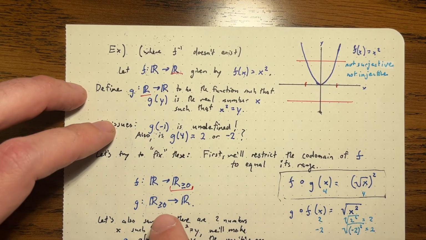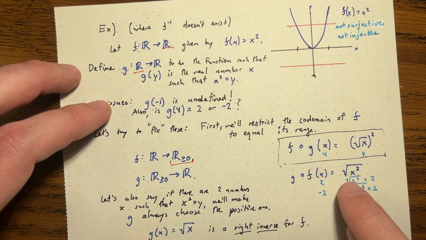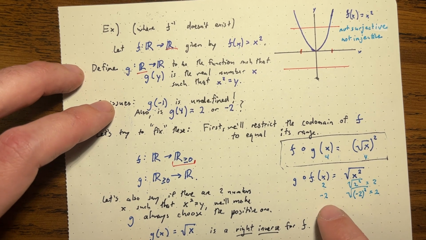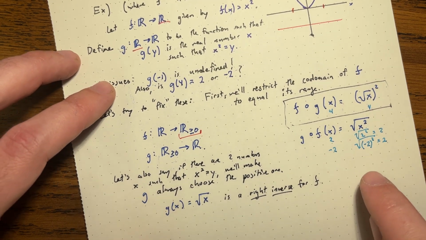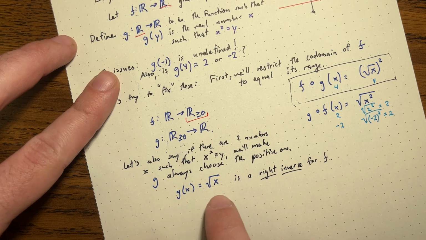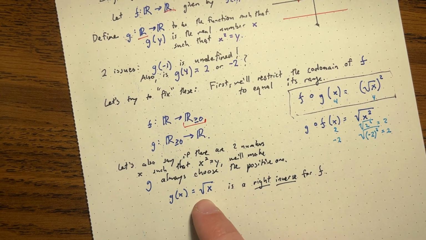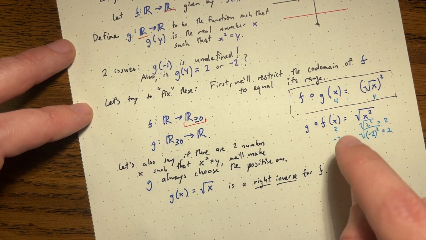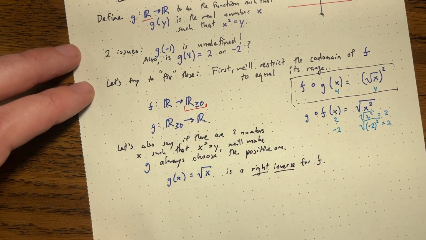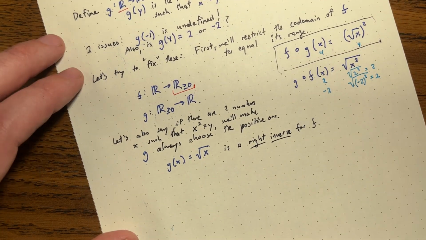However, f is still not injective, right? And that turns out to be the problem here. The f actually had two different inputs that go to the same output. And then when we try to reverse that, because this is now a function, we're always choosing the positive one. I mean, we had to make a choice one way or the other, right? You're not going to be able to get both of these inputs back, right? So this is not a left inverse.